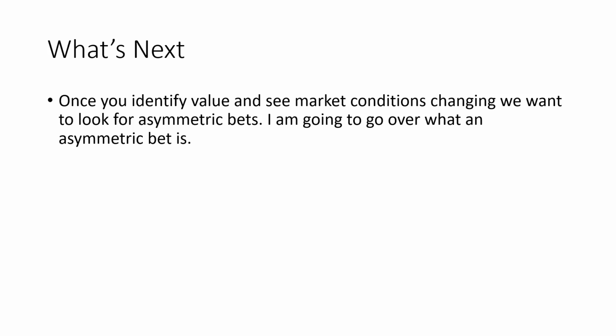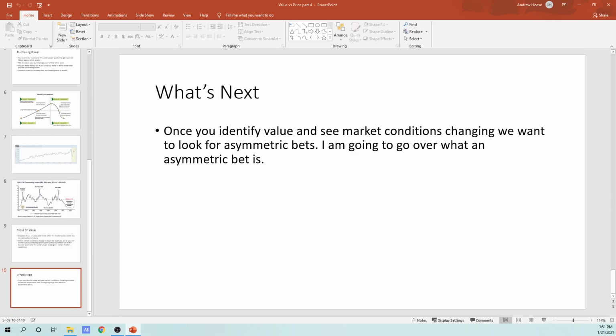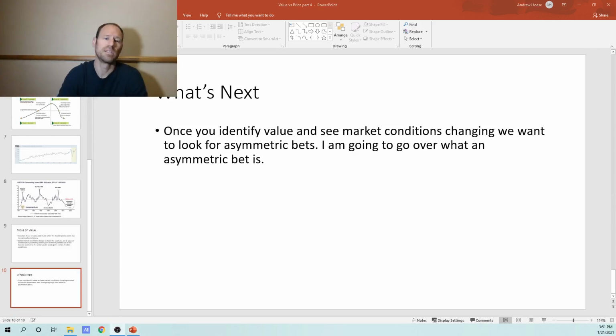So what's next? Once you identify value and see market conditions changing, we want to look for asymmetric bets. I'm going to go over what an asymmetric bet is in the next video in the series. And asymmetric bets is where everything gets absolutely interesting. This is where all the money is made and the excitement is. And this is where the value of an investor is realized.